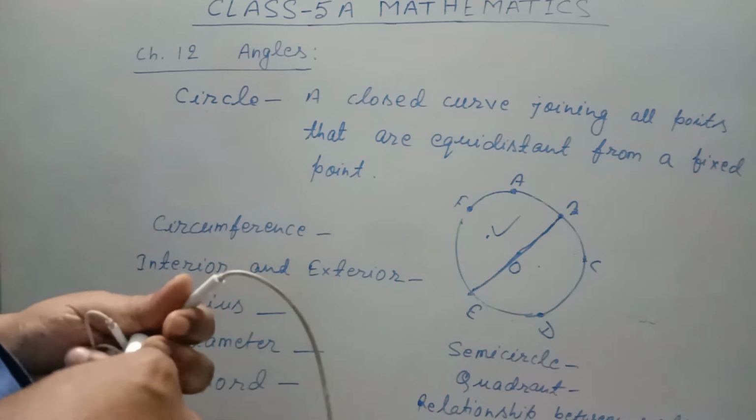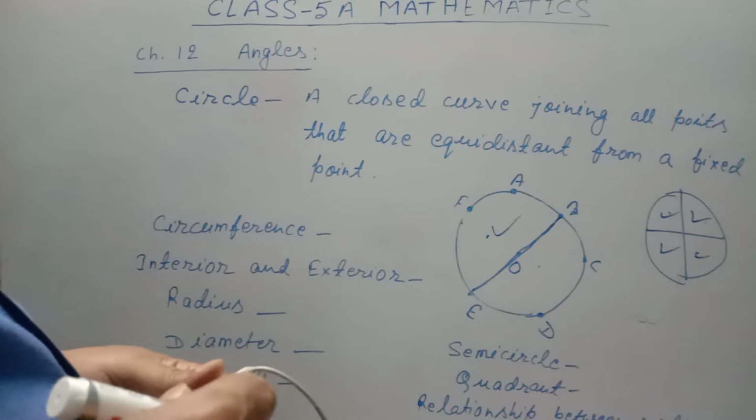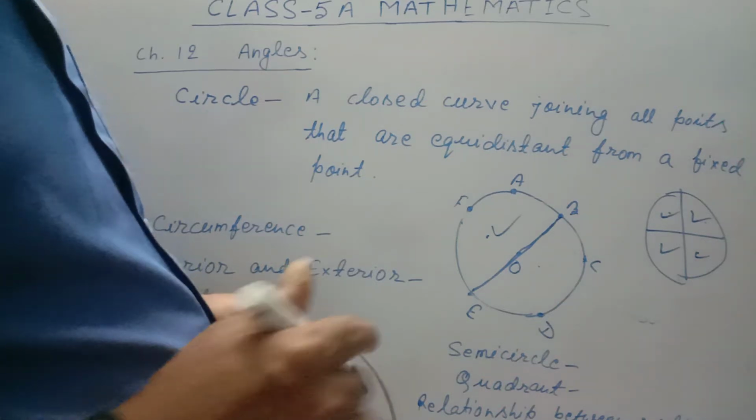And then quadrant: if you divide a circle into 4 equal parts by drawing these 2 diameters, this one, this one, this one, this one, first, second, third, fourth, there are 4 quadrants, meaning 4 equal parts. Each of the 4 equal parts of a circle is called a quadrant. This is the first quadrant, this is the second quadrant, third quadrant, and fourth quadrant.